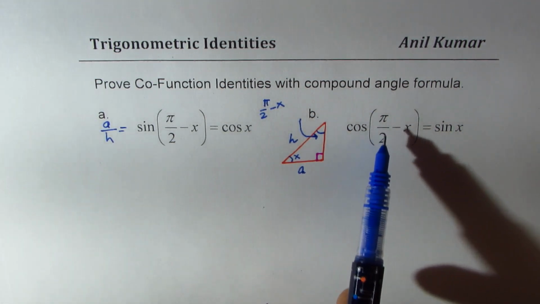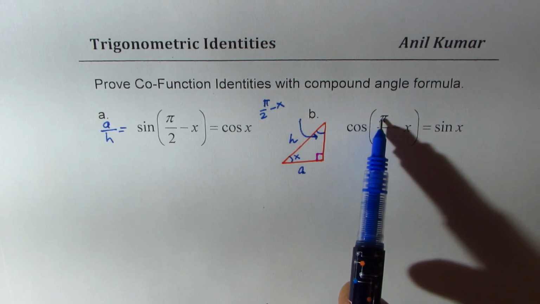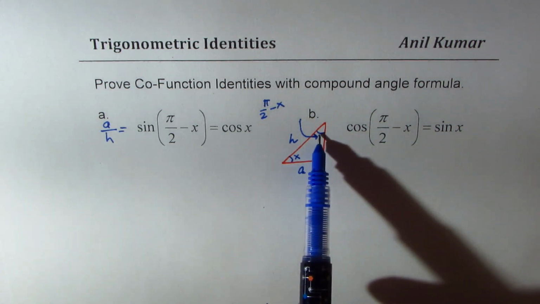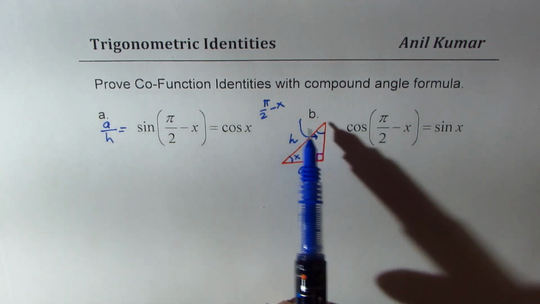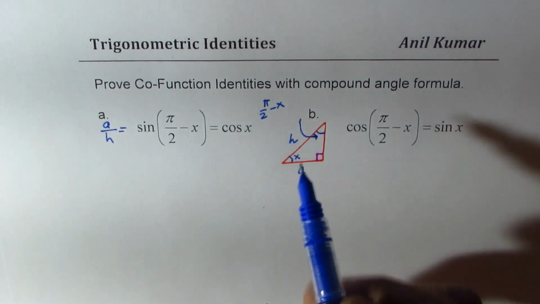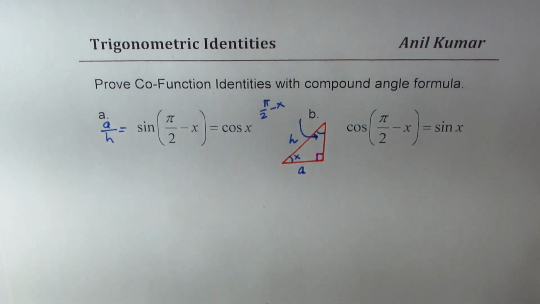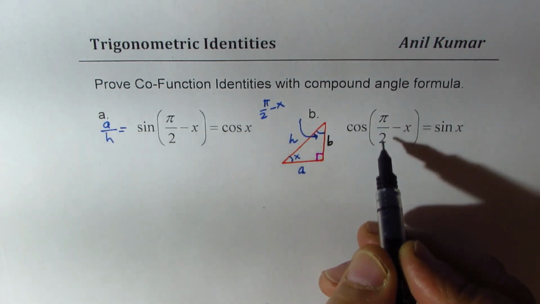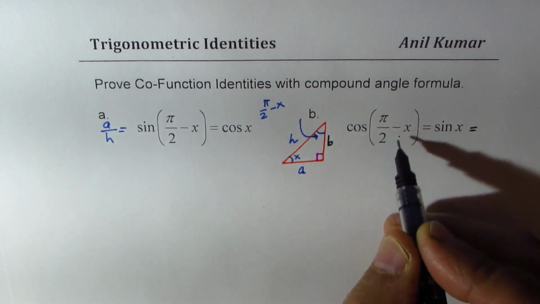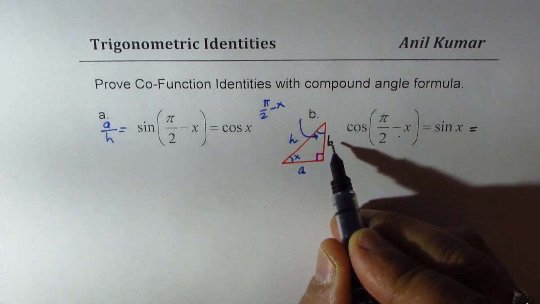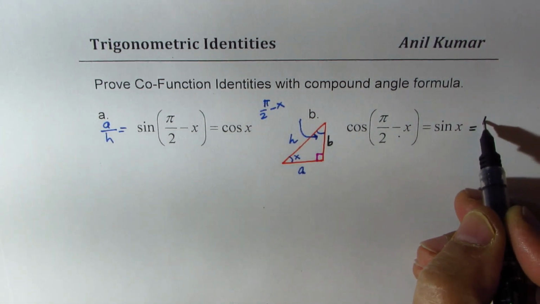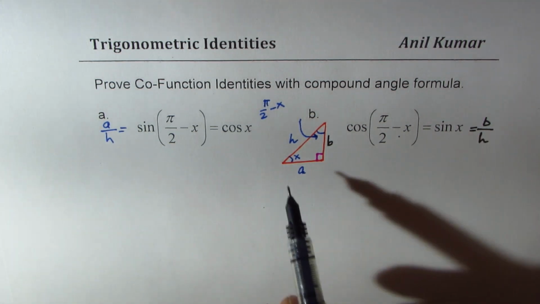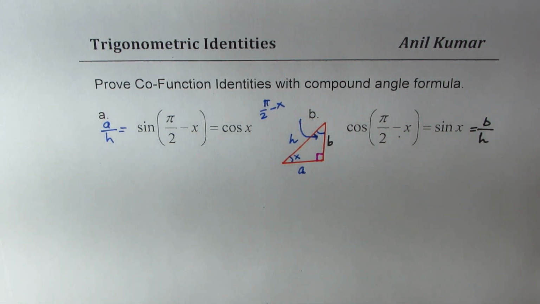Similarly, cos of pi by 2 minus x means you're looking from that angle, correct? So cos of pi by 2 minus x, this is that angle. In that case, let me call this side b. So cos of pi by 2 minus x is equal to sine of x, which is opposite over hypotenuse, is b over hypotenuse. Do you see that? Both are the same. So from a right triangle, it is very evident.